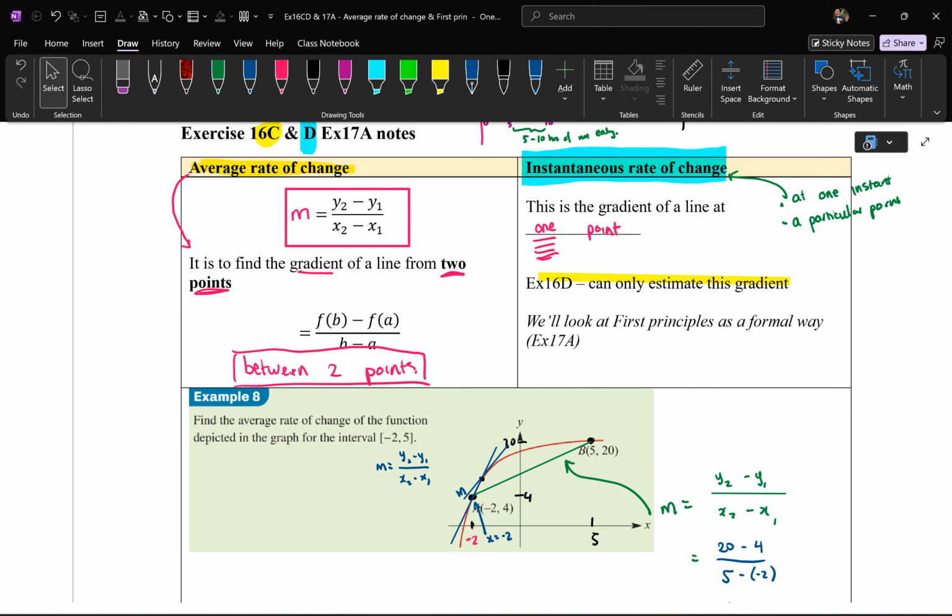So what I want you to practice is 16C, don't do 16D. Okay, listen to what I just said. Do 16C, don't do 16D. You just need to understand what instantaneous rate of change meant. Okay, now we do the theory. Here we go. Flip over to the next page.